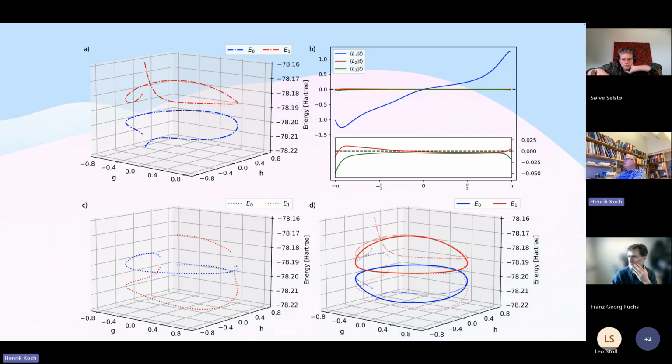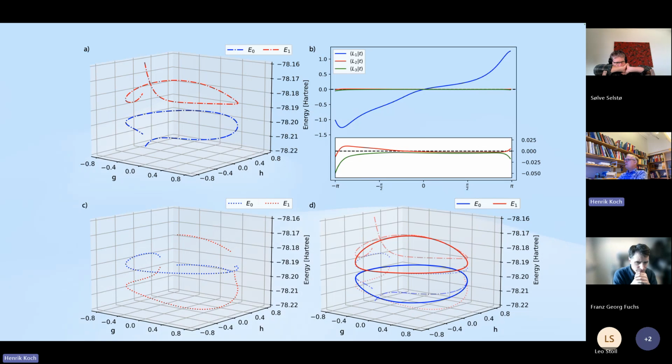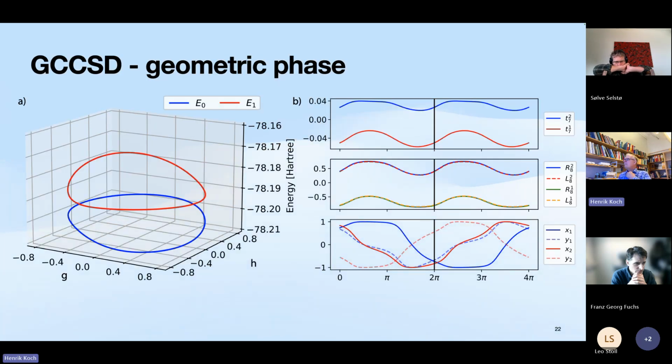If we look at the B, that gives us the projection of the left eigenvectors onto the T amplitudes. And there we see that it's clear that there is one component in the T amplitude that tries to diverge. This is the blue curve, and the others are well behaved. So also we have the correct description of the geometric phase.